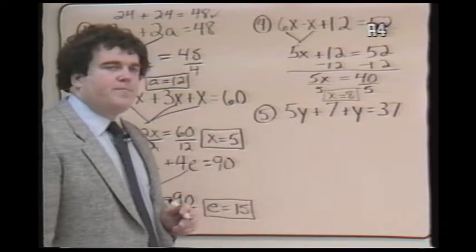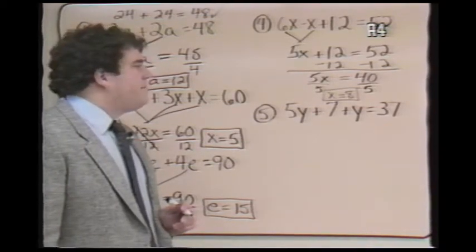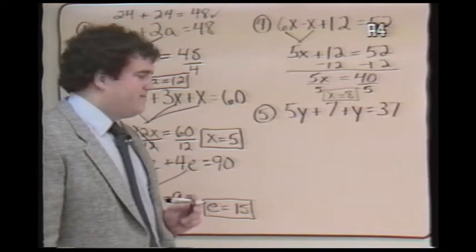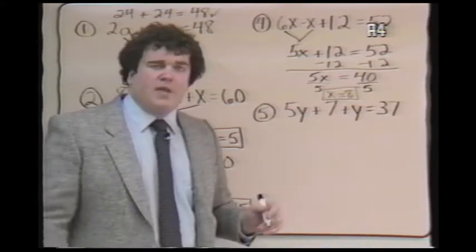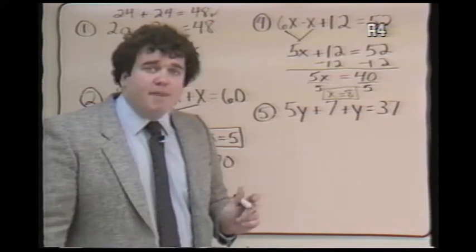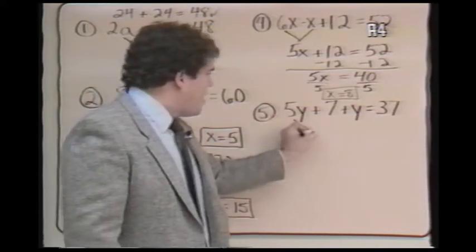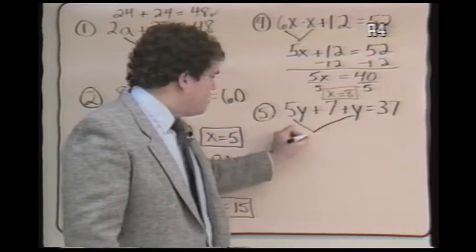Problem number 5. 5y plus 7 plus y equals 37. They may be trying to trick you here by sticking that 7 in the middle. Remember, just combine the like terms. The 5y and the y are like terms. They make 6y.